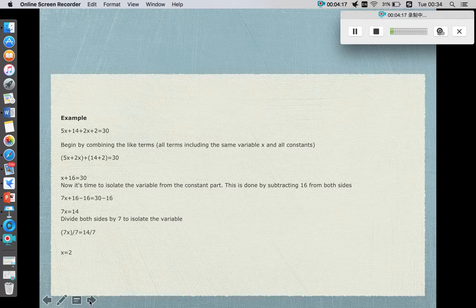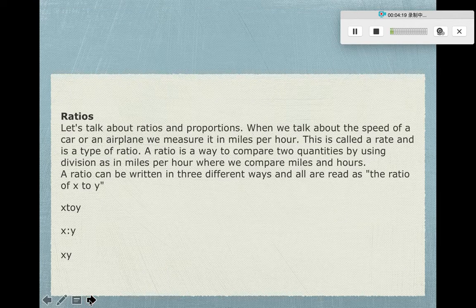Now let's talk about ratios. When we talk about the speed of a car or an airplane, we measure it in miles per hour. This is called a rate and is a type of ratio. A ratio is a way to compare two quantities by using division, as in miles per hour, where we compare miles and hours. A ratio can be written in 3 different ways and is read as the ratio of x to y.